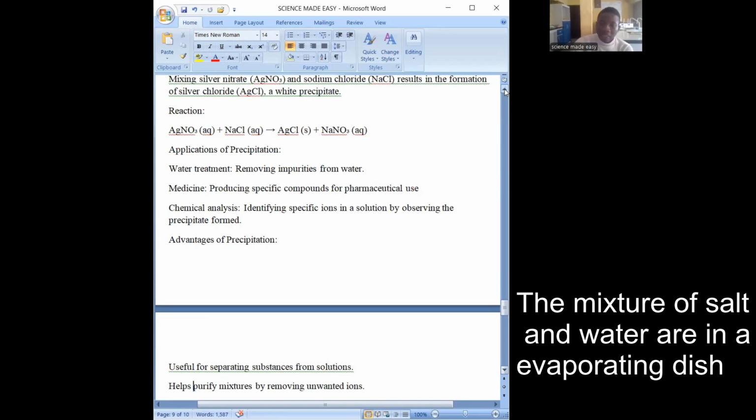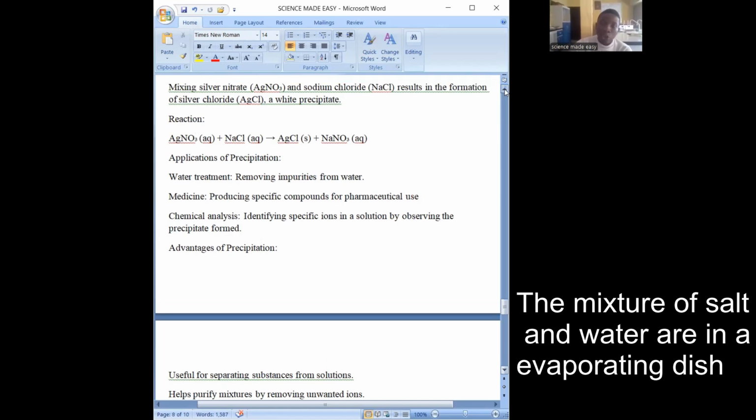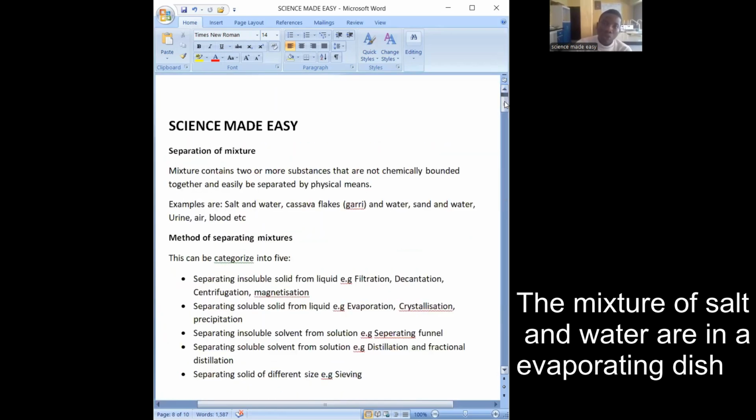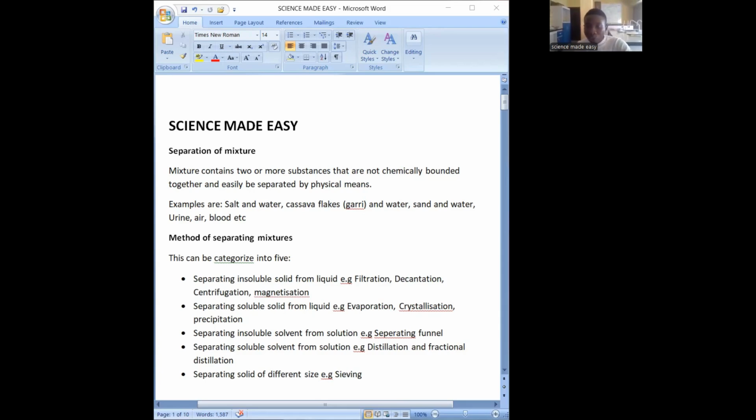Another thing is separating insoluble solvents from solution. Normally, what do you call solvent, and what do you call solution? Normally a solution is a combination of solute and solvent. Solute plus solvent makes a solution.